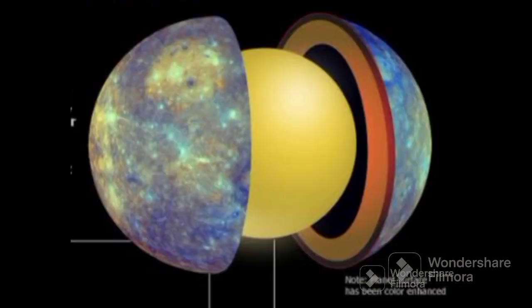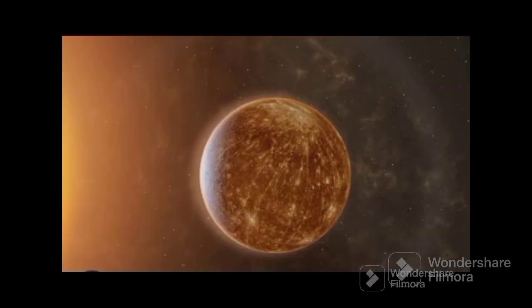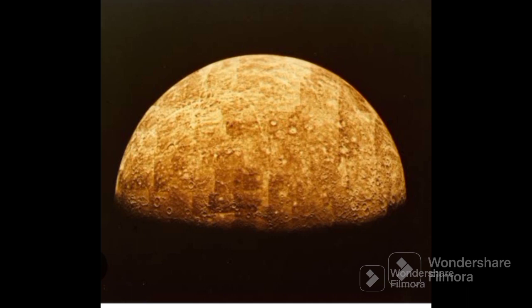Now let's learn about the interior parts of Mercury. It contains a solid crust which is 35 to 54 kilometers, a rocky mantle which is 600 kilometers, a solid anticrust which is 100 kilometers, a molten outer core which is 1325 kilometers, and a solid inner core which has a diameter of 1400 kilometers. One day on Mercury is equal to 58.6 Earth days. Mercury takes 88 Earth days to orbit around Sun.